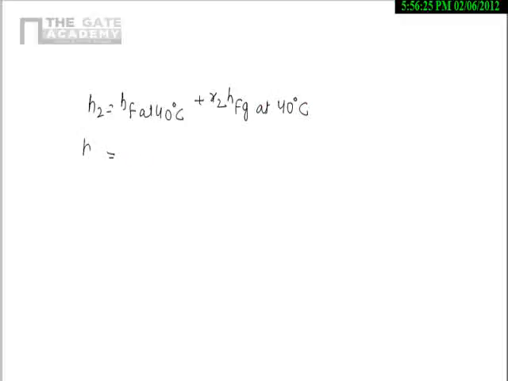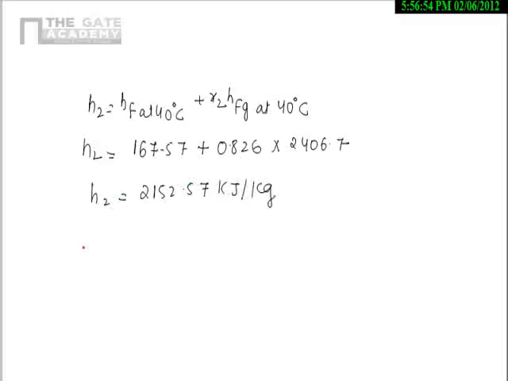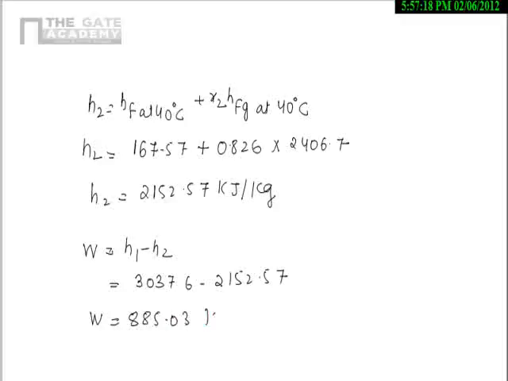So we are having the value here, HF at 40 degrees centigrade, that is 167.57. X2 we have already calculated, that is 0.826, and HFG at 40 degrees centigrade is 2406.7. So in this way we can calculate the value of H2, that is 2152.57 kilojoule per kg, and if we put in work done, that is H1 minus H2, we can get the value of specific work, that is work done per unit mass. So H1 we already know 3037.6, H2 we calculated 2152.57. So work done is nothing but 885.03 kilojoule. So in this way we can easily find out the specific work done.